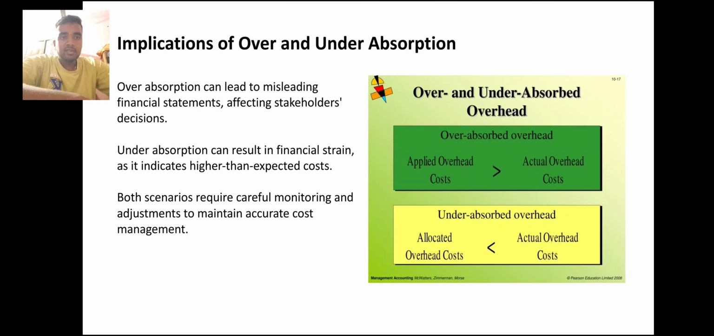The scenario shows over absorbed overhead, where the applied overhead cost is greater than the actual overhead cost. Under absorbed overhead means allocated overhead costs are less than actual overhead costs.